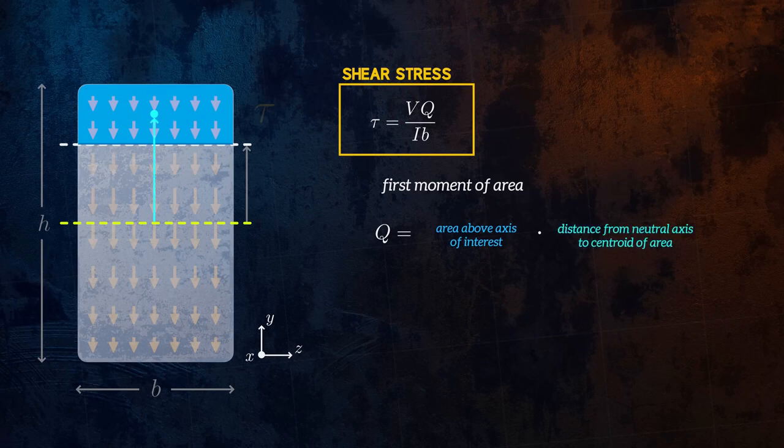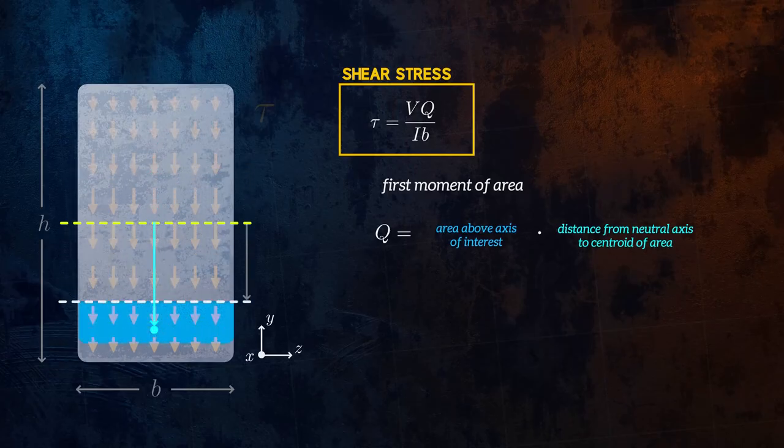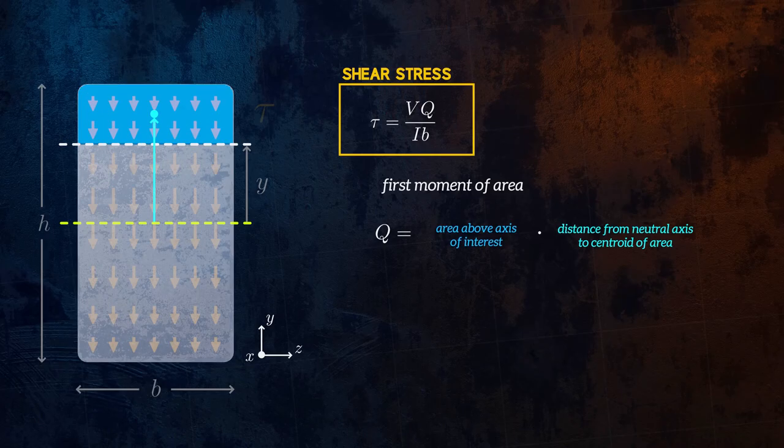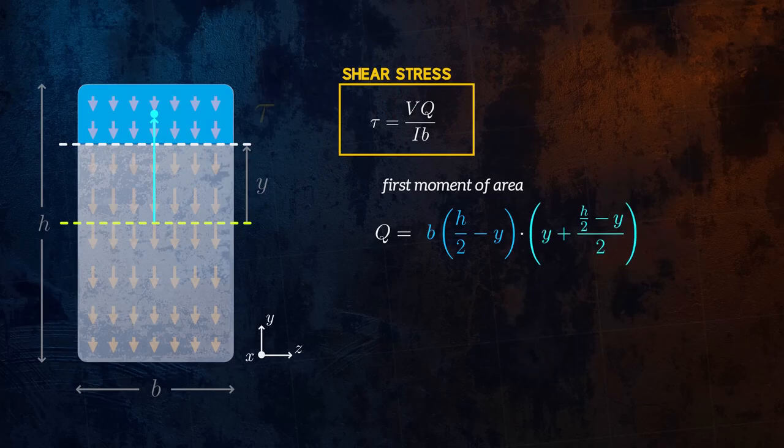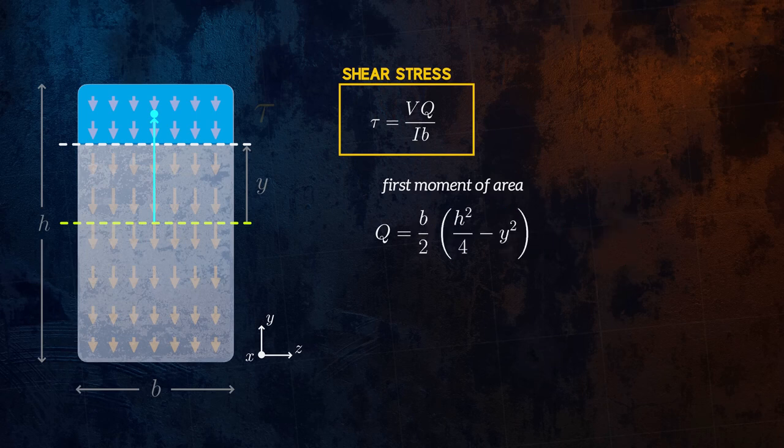If the location of interest is below the neutral axis, we consider the area below the axis instead of the area above it. To calculate the first moment of area at this line, which is at a distance y from the neutral axis, we multiply the area of the blue rectangle above the line by the distance from the neutral axis to the centroid. Doing this calculation gives us an equation for Q as a function of the distance y from the neutral axis for a rectangular cross-section.